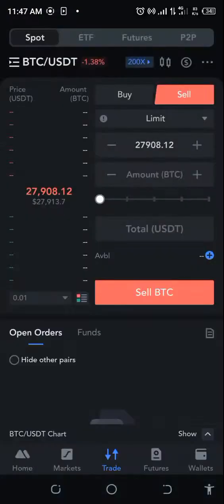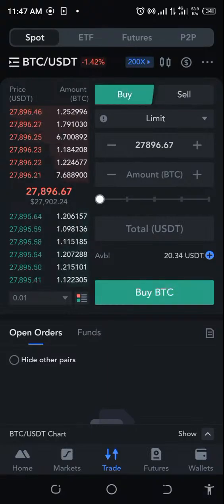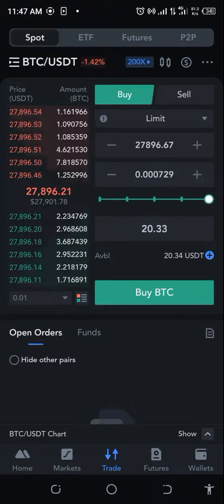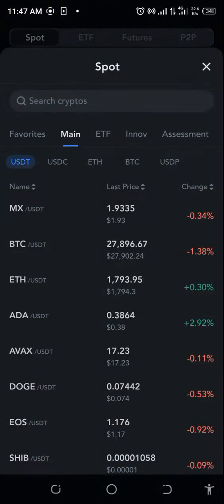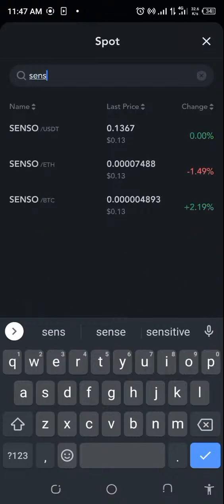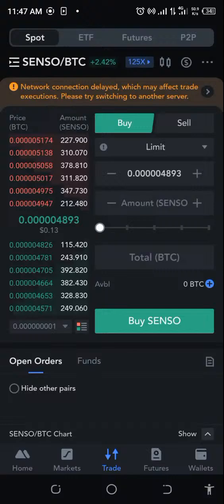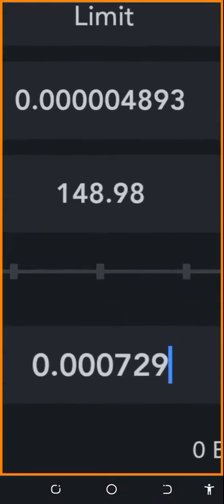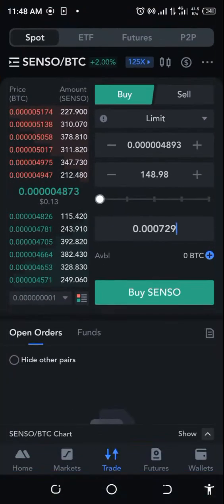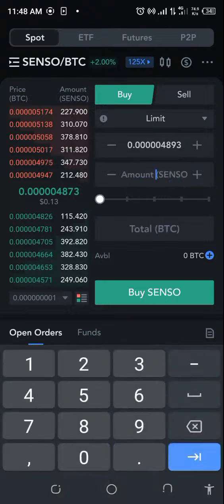Okay, so we're choosing our BTC. We need to buy. Let's buy and see what it is. Let's just pick that up. It didn't pick up everything, but at least. So now let's go to Senso BTC, and we're gonna buy that. Let's buy the BTC. You can see it's not even making sense. Can you see this? 148. No, no. But let's just finish up the process.